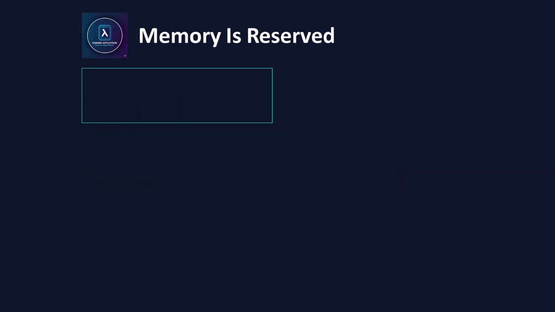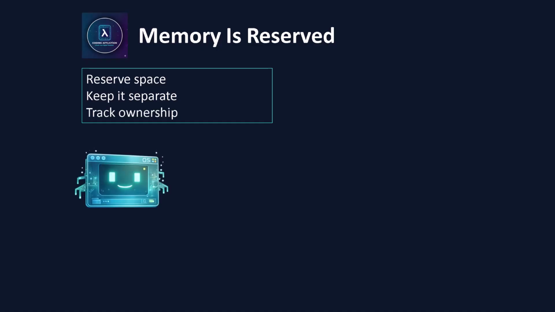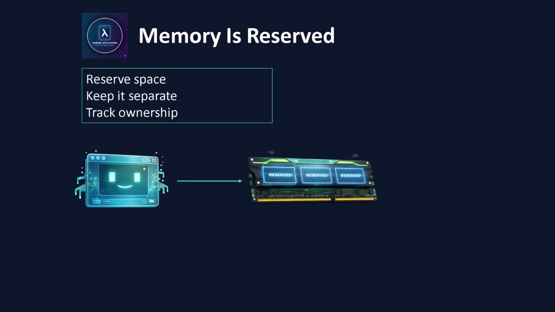If the request is approved, the operating system reserves space in working memory for the program. That space is separate from other programs. This separation prevents interference. The operating system also keeps track of which program owns which memory region. That ownership is essential for stability. Without it, programs would override each other.